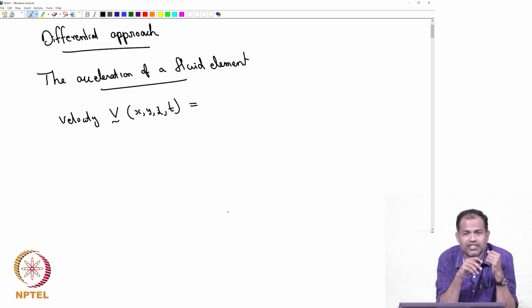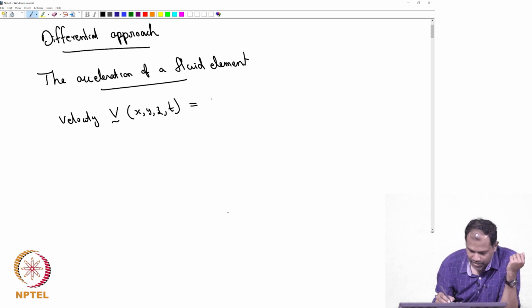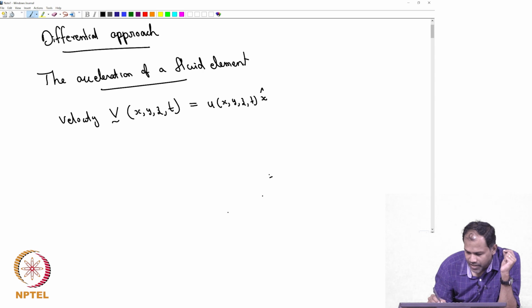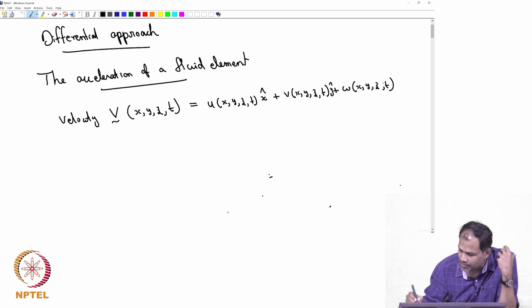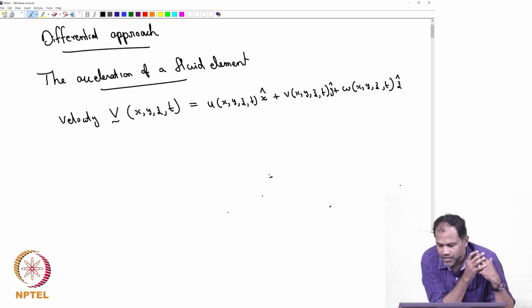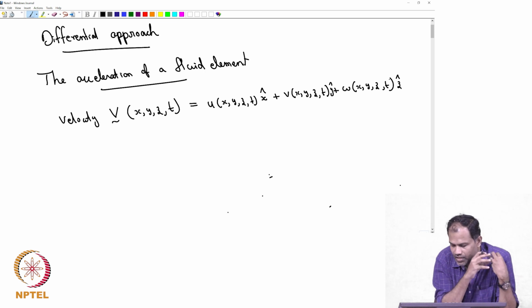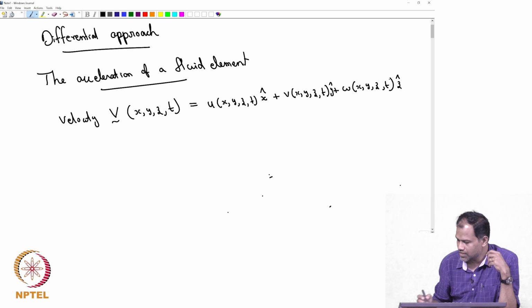Since velocity is a vector, it has an x component, a y component and a z component. Let me write it explicitly. I will say that u is the component of velocity in the x direction, which is a function of x, y, z and t, and is in the x direction, which I represent as x cap, plus v, which is the component of velocity in the y direction, a function of x, y, z and t, times y cap, plus w, which is the velocity in the z direction, a function of x, y, z and t, times z cap. So, this is nothing but the velocity written in vector form with each component. u, v and w are the components of velocity in each direction.